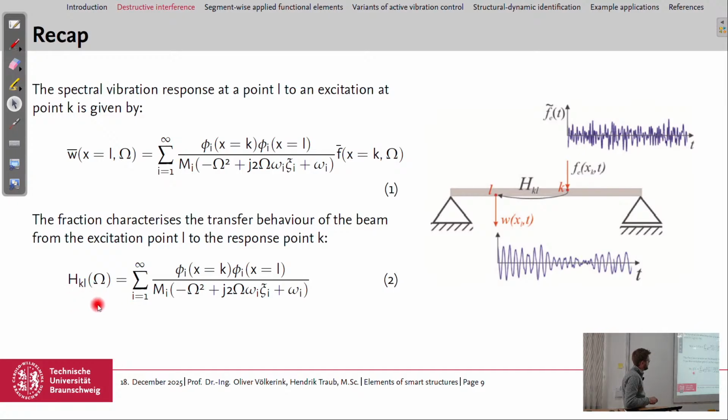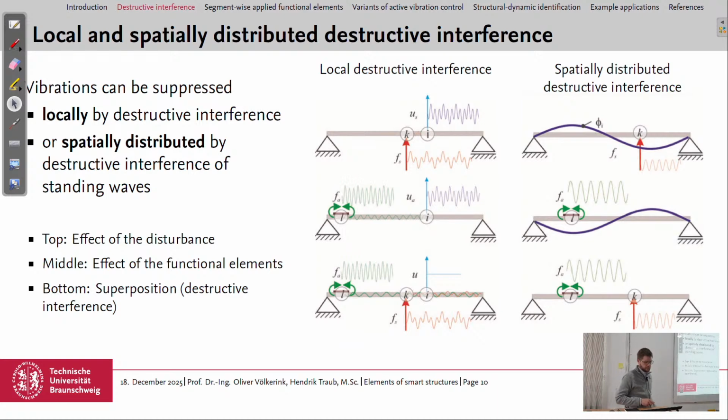K and L. If we excite this structure here with the external excitation broadband spectrum again, then we can use this fraction HKL to calculate how the structure behaves at point L, how the vibration is there. And we see again that the vibration is filtered due to the eigenmodes of the structure. Filtered by the eigenmodes of the structure.